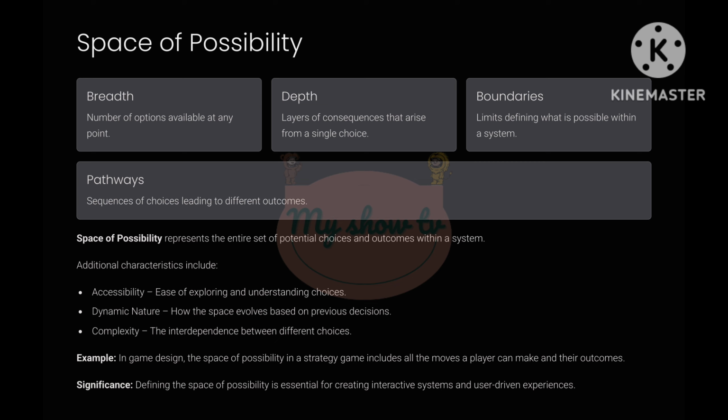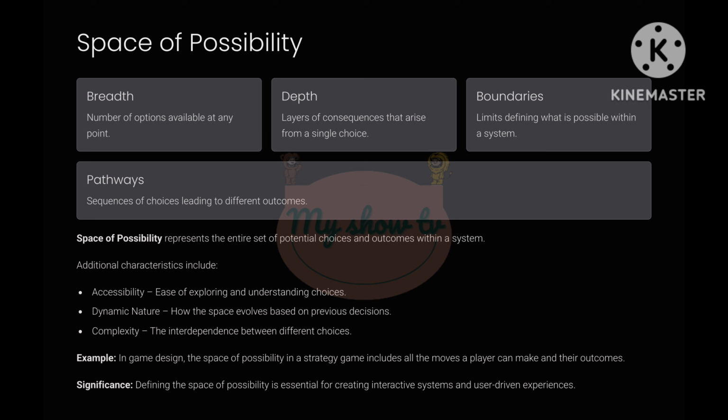2. Boundaries. These are limits set by the system's design. For instance, a mobile app limits the user to predefined functionalities. 3. Pathways. Different sequences of choices lead to various outcomes. 4. Complexity. As the space of possibility grows, decision-making becomes more challenging due to the increasing number of pathways. 5. Dynamic space. Some systems change their possibilities over time based on previous choices. 6. Exploration. Players explore the space by trying different options to discover all possible outcomes.